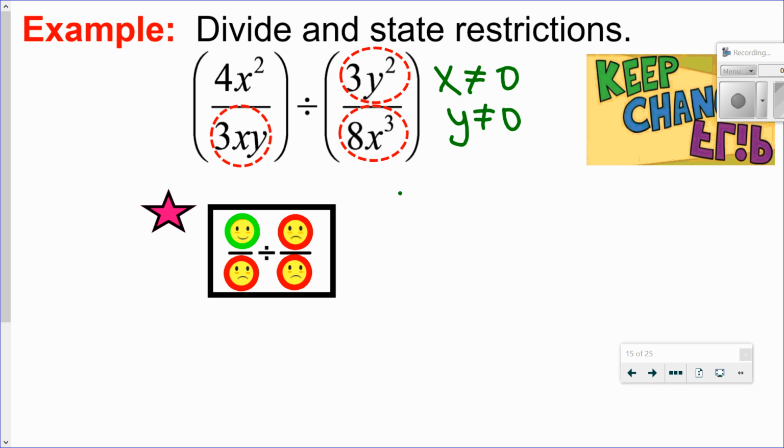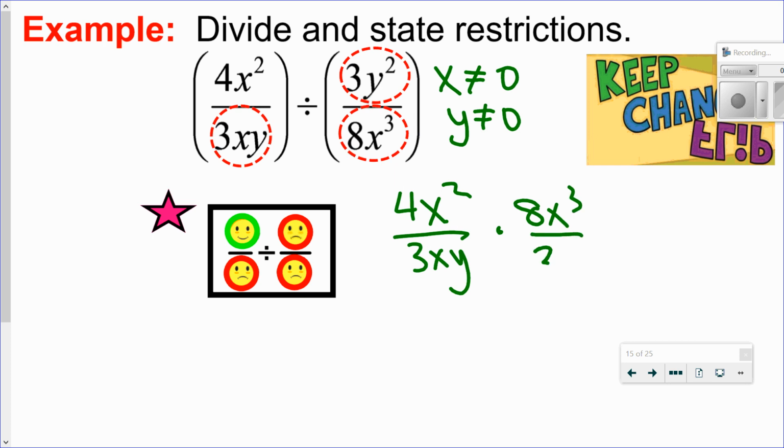Keep my first fraction the same. Change the division to multiplication, and then flip my second fraction, which is really taking the reciprocal. So division questions can be turned to multiplication by multiplying by the reciprocal. So let's go ahead and multiply.